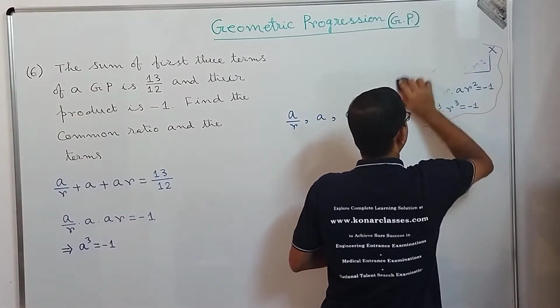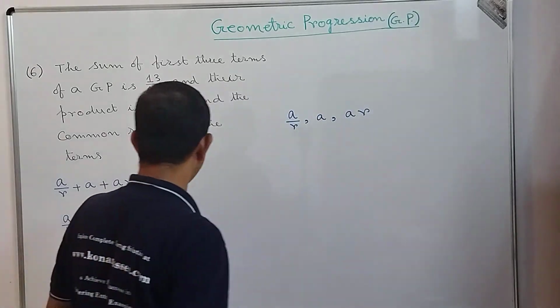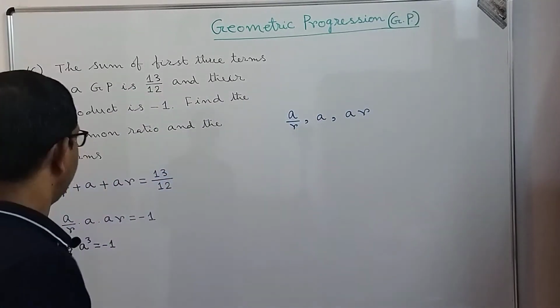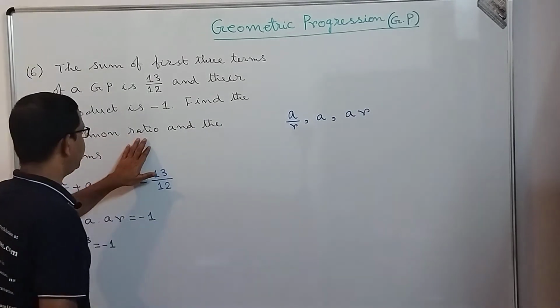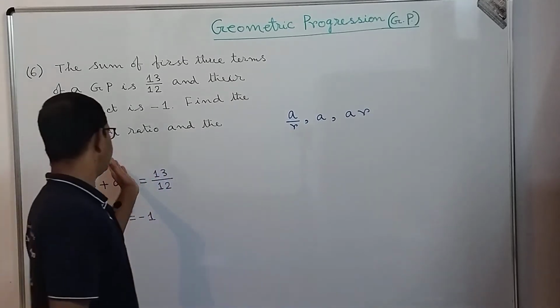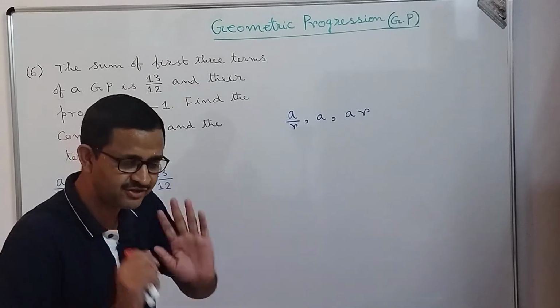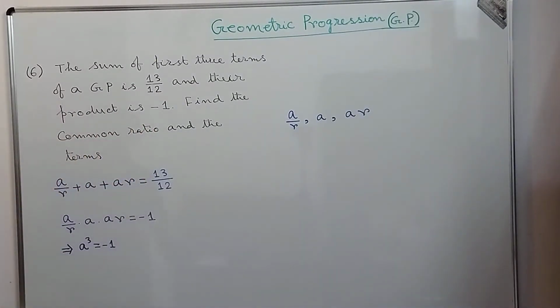Okay. So dear students, the 3 terms we have selected are A by R, A and AR. So we need to find the common ratio. First we need to find the value of R, and then we need to find the 3 terms, that is A by R, A and AR. That means we need to find the value of A as well. How are we going to find it? Let's see.